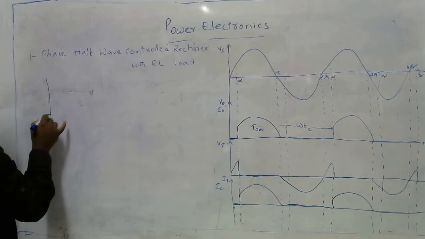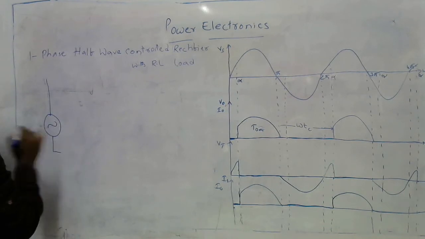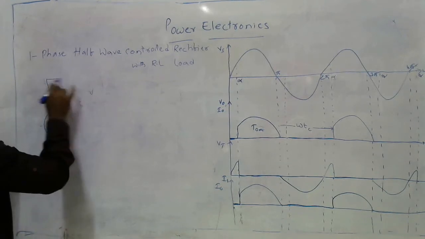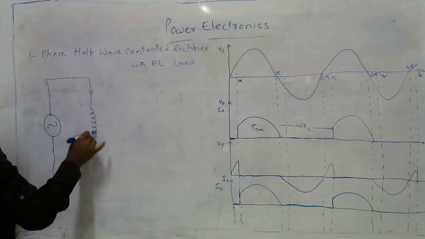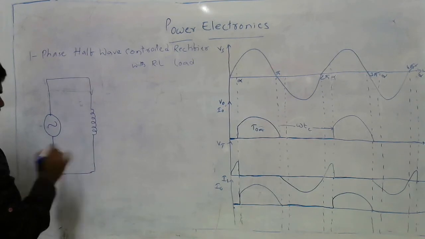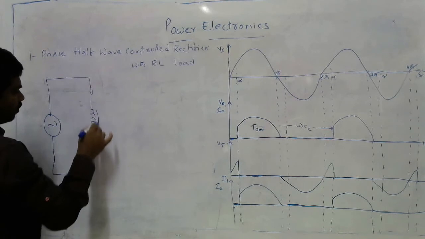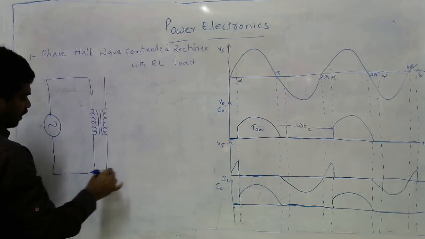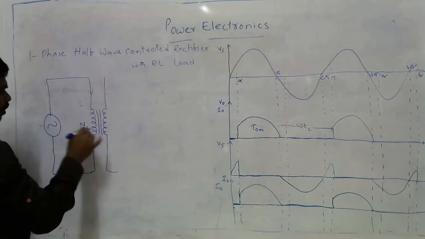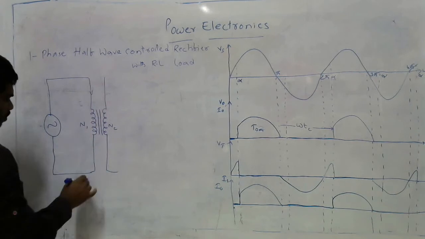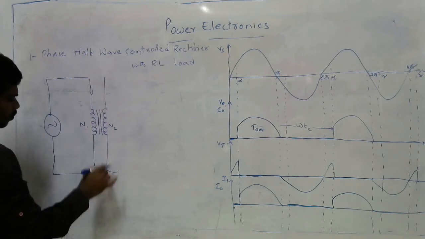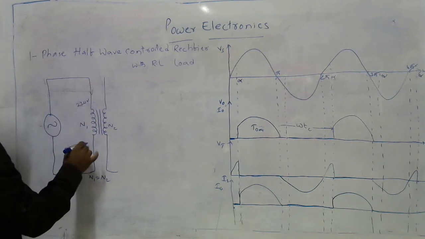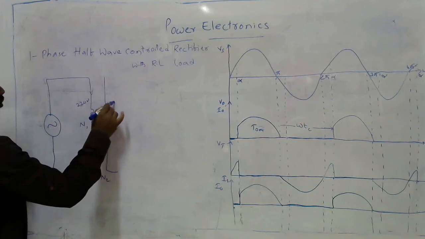So draw the circuit like this. Start with the source. Take one transformer. What is the type of transformer? Isolated transformer, and we can say both N1 and N2 are equal. N1 is equal to N2. Suppose the primary winding is giving 220 volts, then the secondary is also giving 220 volts.